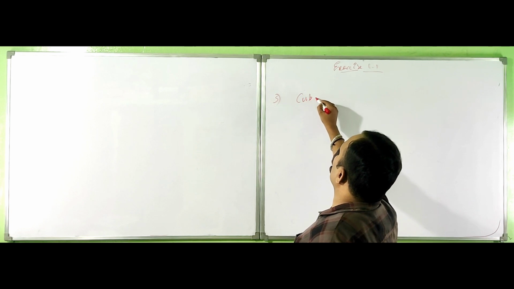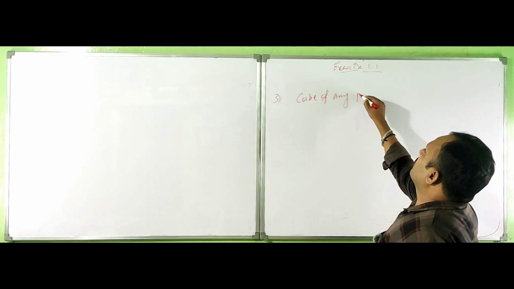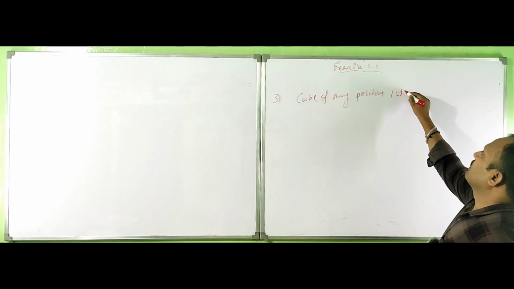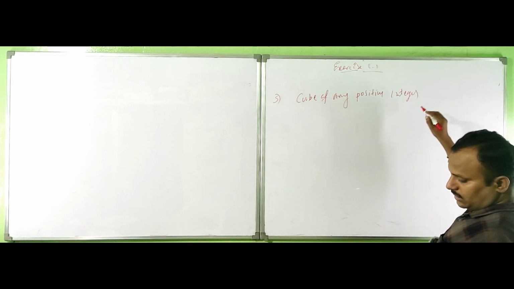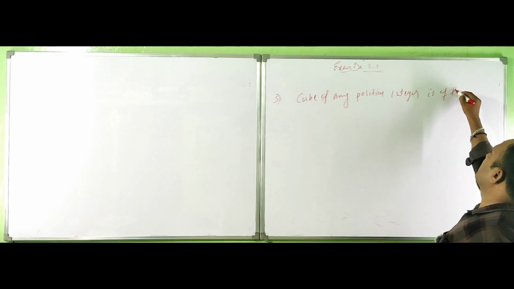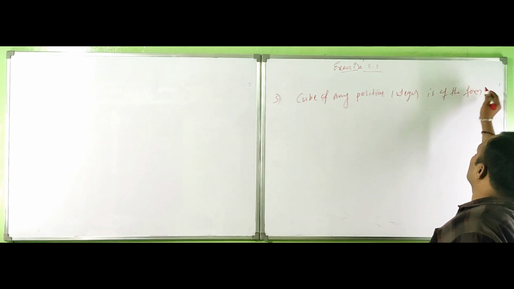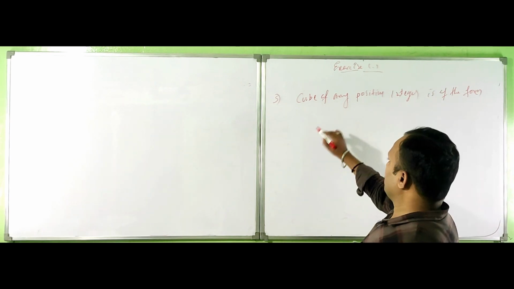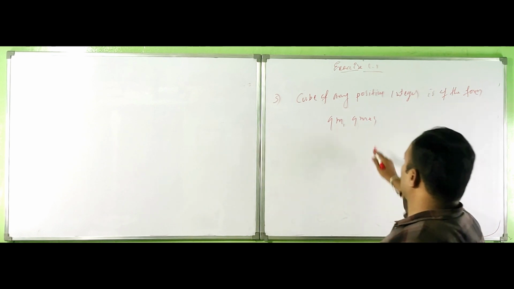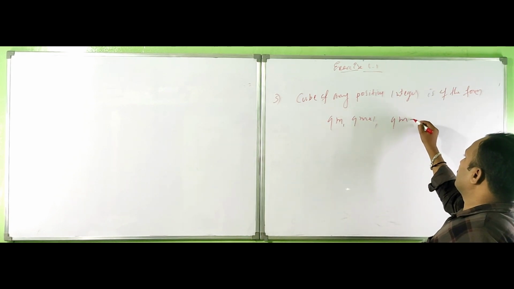Cube of any positive integer is of the form 9m, right, 9m plus 1, right, and 9m plus 8.